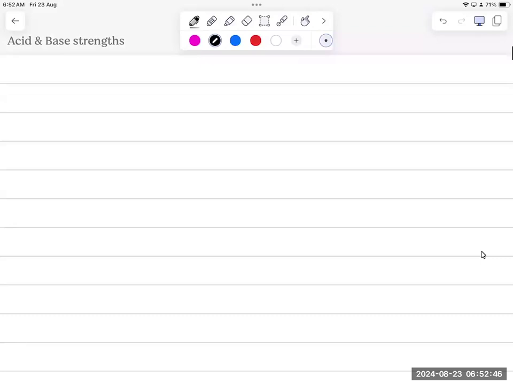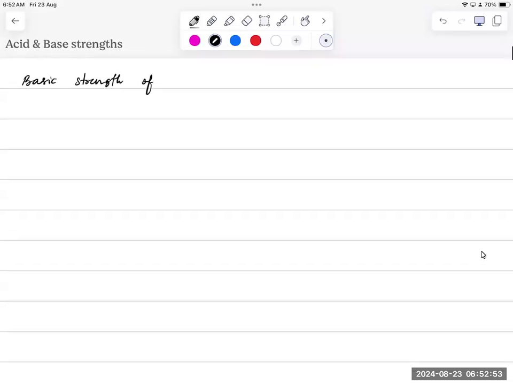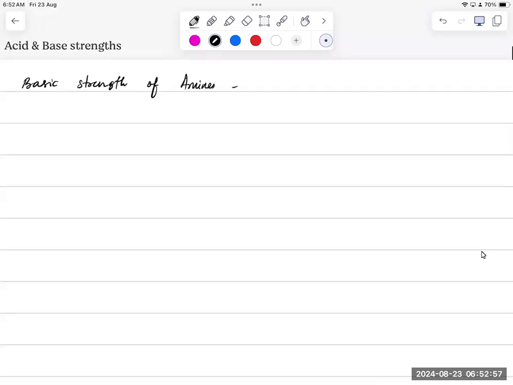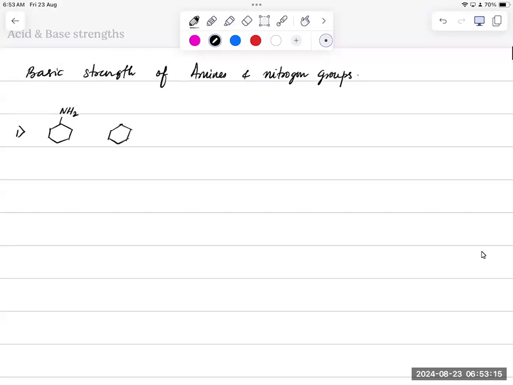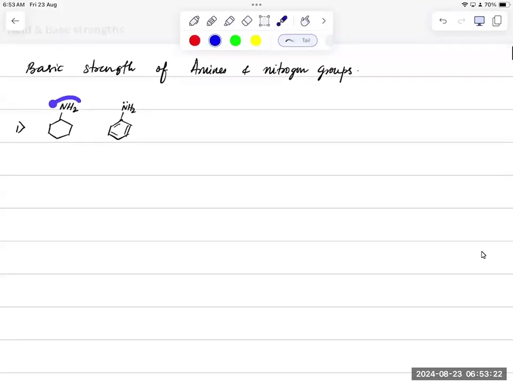Basic strength of amines and nitrogen groups. Starting with the simple cases here, suppose I have NH2 here and NH2 here this way. One is aniline, one is cyclohexylamine. In that case, basic strength mainly depends upon localization and delocalization. So this is localized electrons, this is delocalized electrons.